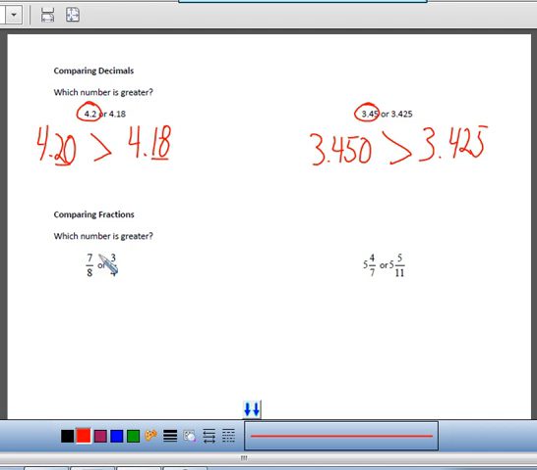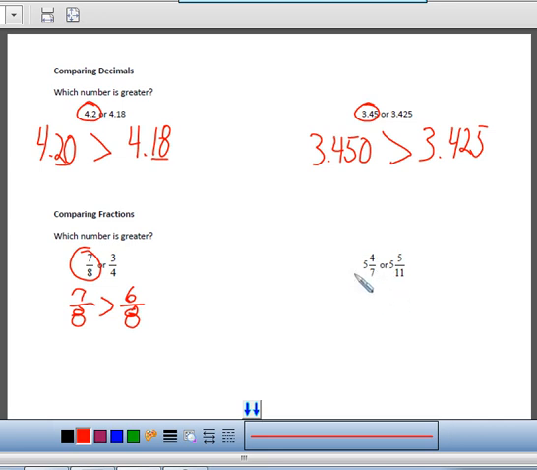Okay, the next one is comparing fractions. Now, when you have fractions, if you've got a common denominator, it's easy to compare them. 7/8, 3/4, they don't have a common denominator, but I can turn 3/4 into 6/8 by multiplying the top and the bottom by 2. And then it's pretty easy to say, well, this numerator is greater than this one, so this is the bigger number. Now, you can't always do that, or you can't always do it easily, so sometimes it makes more sense to convert these to decimals.